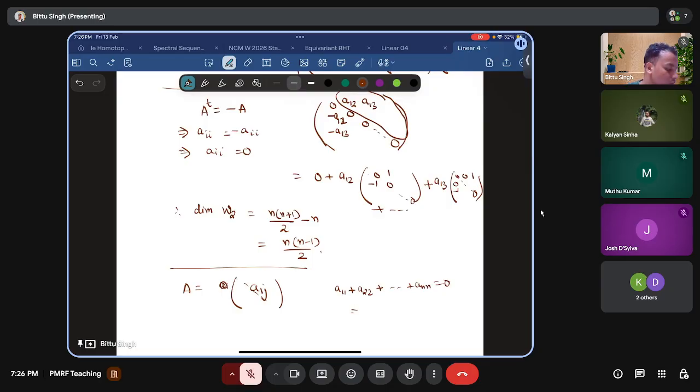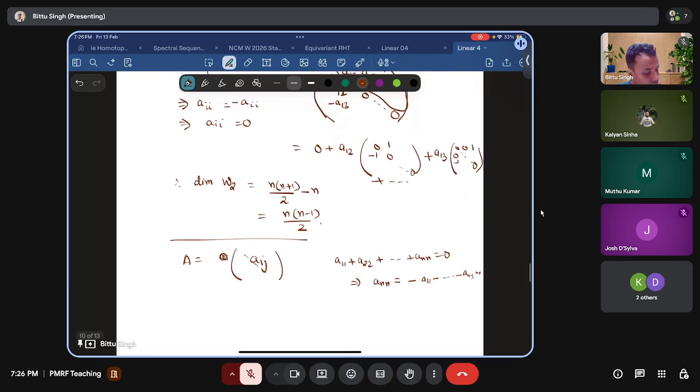So from here you can say Ann is completely determined by the other diagonal entries, minus A11 up to A(n-1)(n-1). So the basis will be almost the same as Eij. The basis will look like Eij, where i not equal to j.